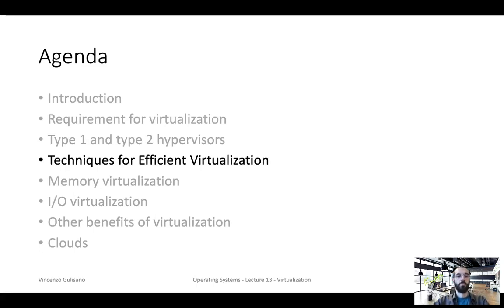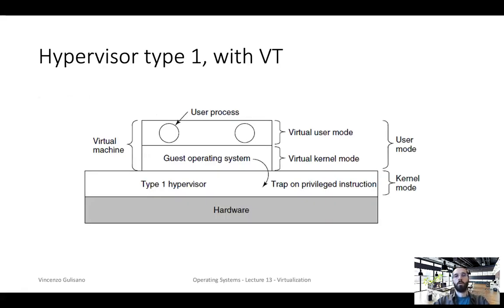Let's have a look now at techniques for efficient virtualization. So this is how the hypervisor type 1 works when you have virtualization technology. We have the hardware, on top of that the hypervisor, and on top of that the guest operating system, and on top of that the user processes.